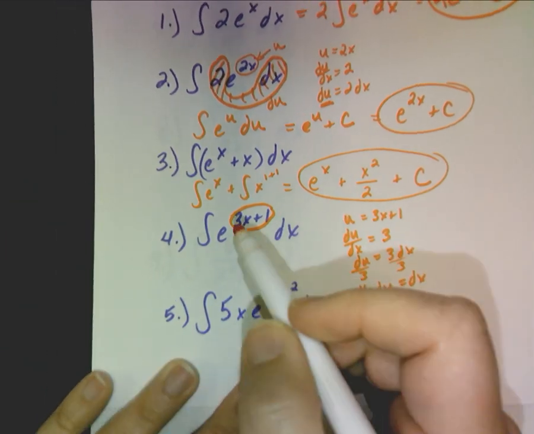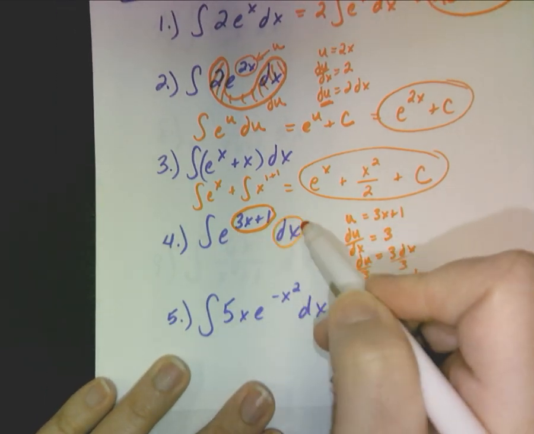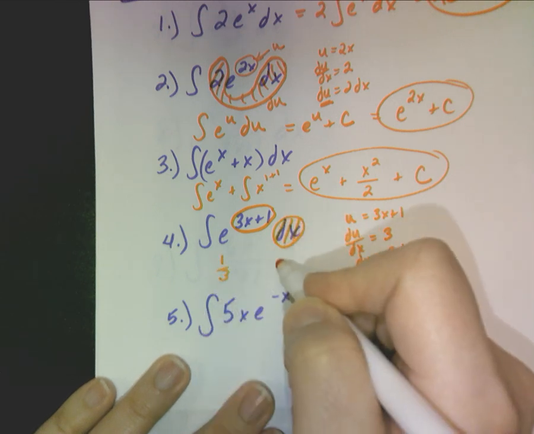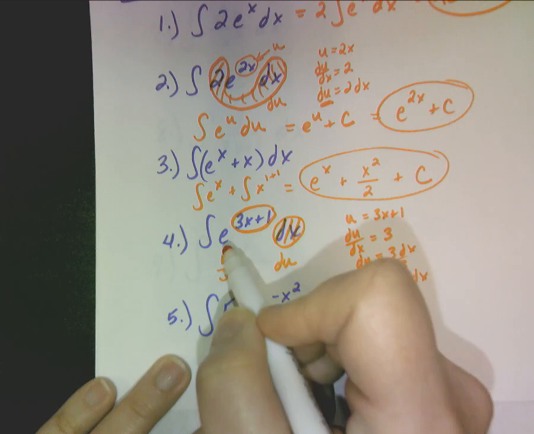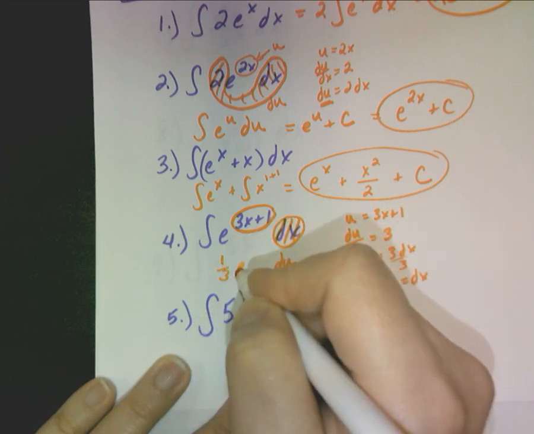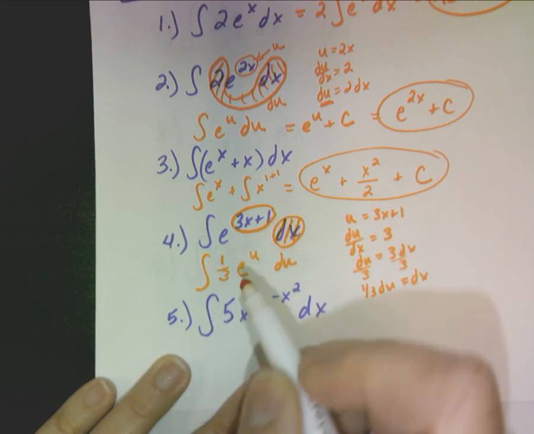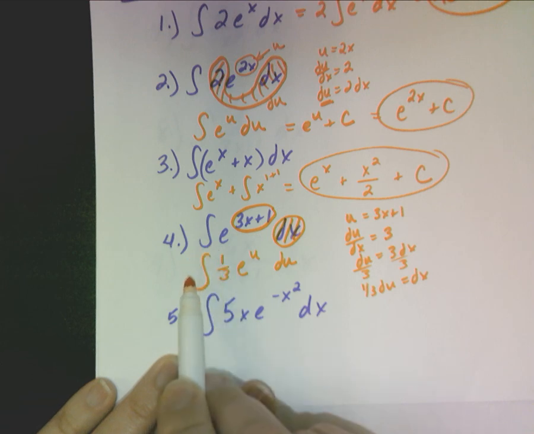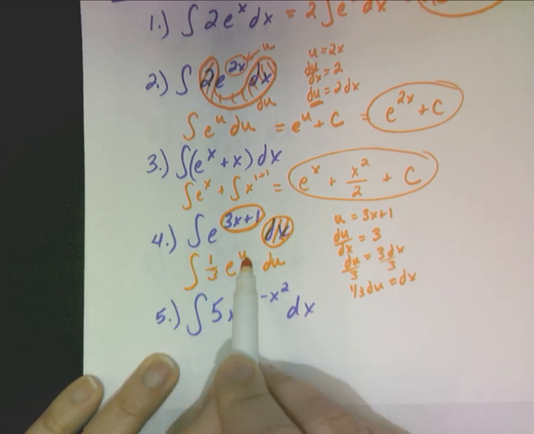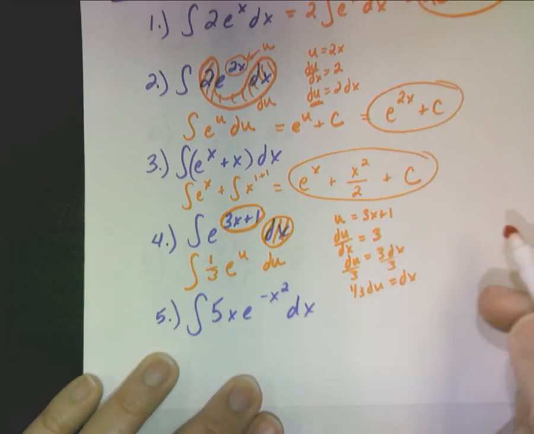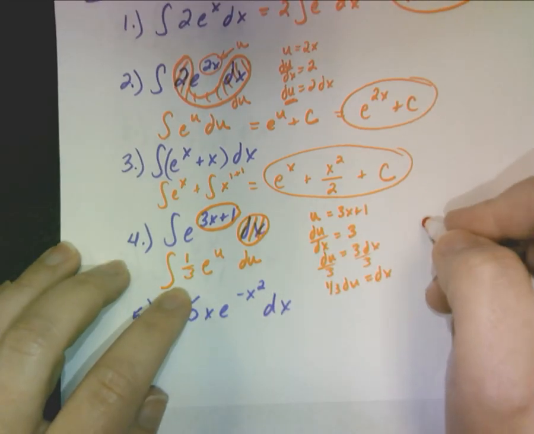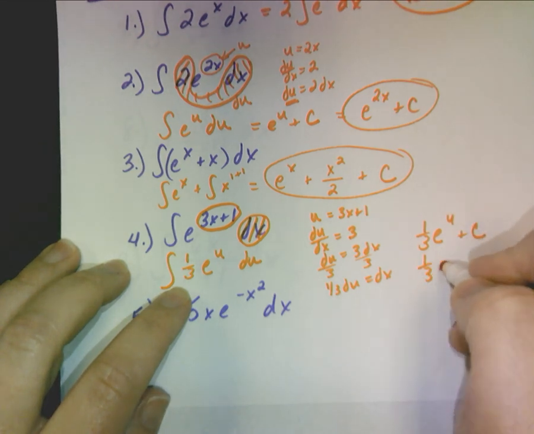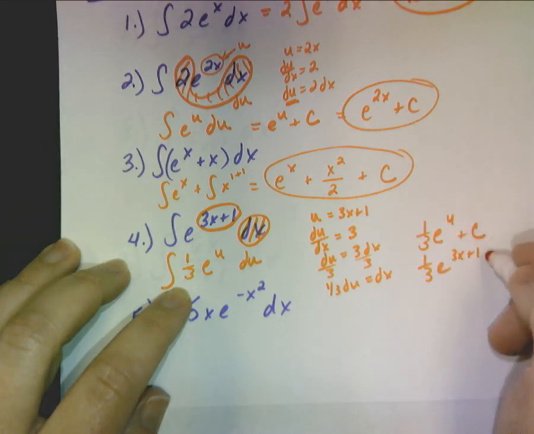What does that mean? That means this right here, I'm going to replace it with 1/3 and a du. Here, I'm going to write e to the u. The constant can just be pulled out to the front. So the integral of e to the u is e to the u plus c. With the 1/3, it would be 1/3 e to the u plus c, or 1/3 e to the 3x plus 1, plus c.